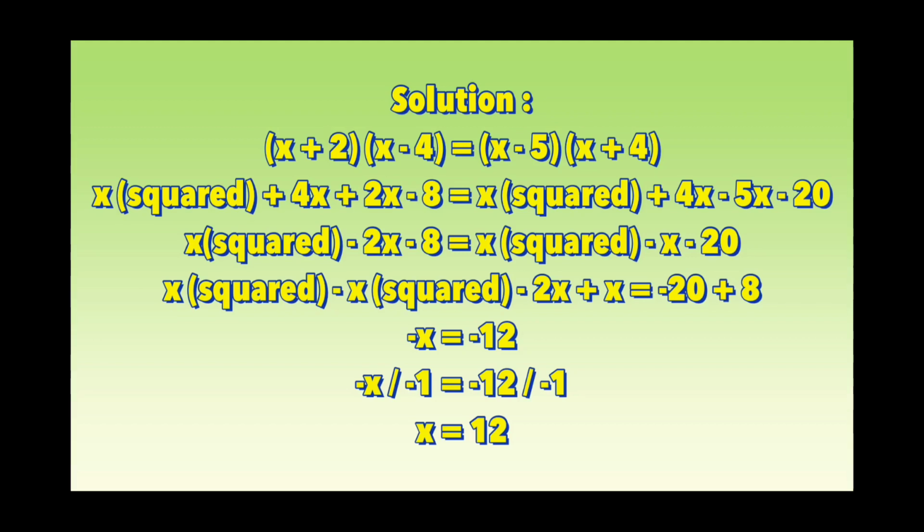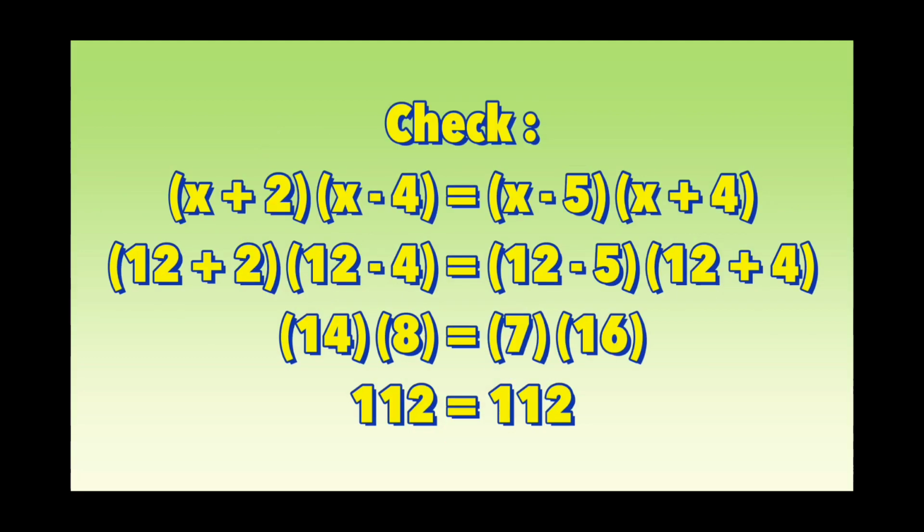And then the next thing we have to do is to check if the result is correct. So we're going to copy the original equation, quantity x plus 2 times the quantity x minus 4 equals x minus 5 times the quantity x plus 4. Then we're going to substitute the value of x. Since our value of x is 12, x now becomes 12 plus 2, 12 minus 4, 12 minus 5, 12 plus 4. So combine like terms.